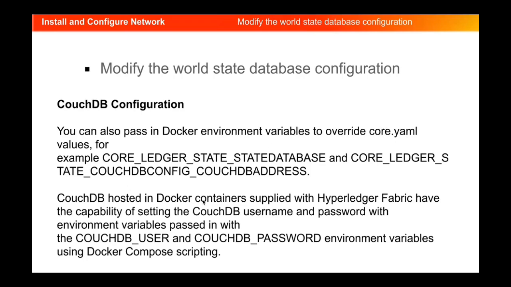CouchDB hosted in the Docker container supplied with Hyperledger Fabric has the capability of setting the CouchDB username and password with the environment variables passed as the CouchDB user and CouchDB password environment variables using Docker Compose scripting. As we have seen in core.yaml, we set a CouchDB username and password. In Docker environment variables, if you want to override those, you set those values using these variables, and these variables will override the values that are present in core.yaml.